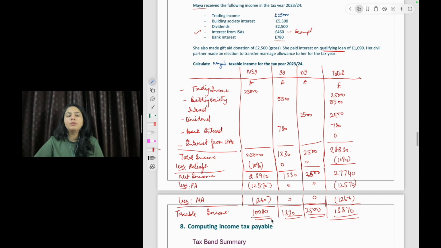And there is something known as marriage allowance as well, which means a spouse or civil partner can transfer a fixed 1,260 pounds of the personal allowance to their spouse, and that can only be done if both of them are basic rate taxpayers and an election is made to transfer. Alright, I think that sums up how to calculate your taxable income. In the next video, we're going to learn how to calculate the income tax liability.